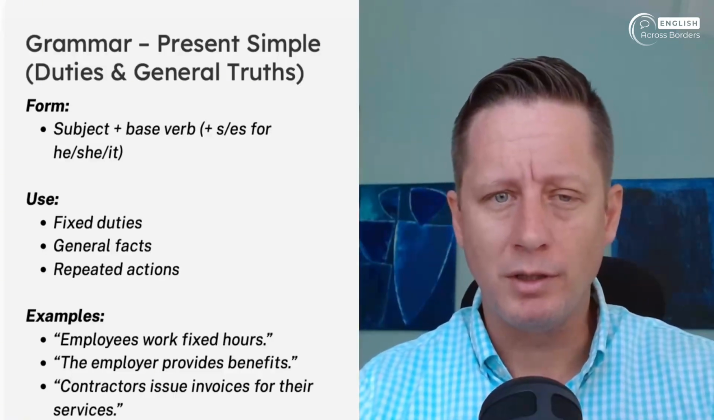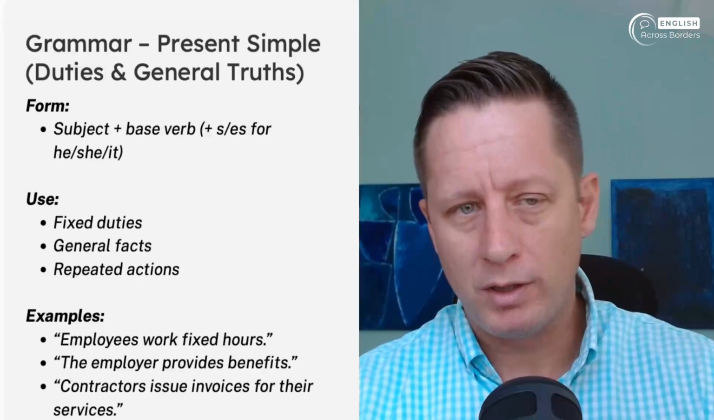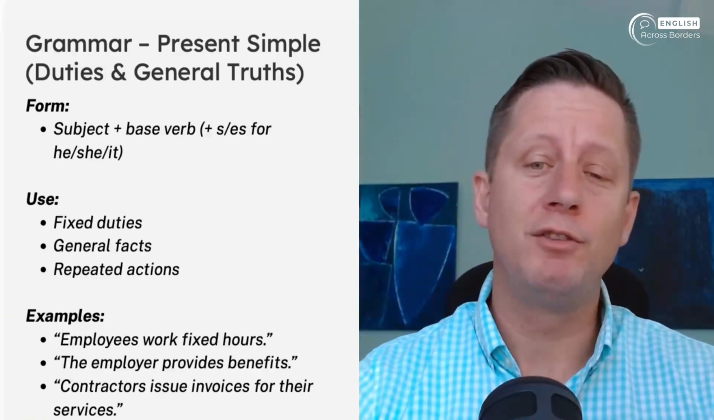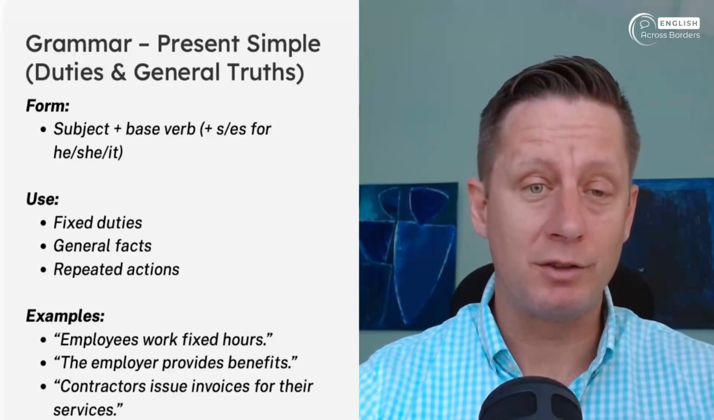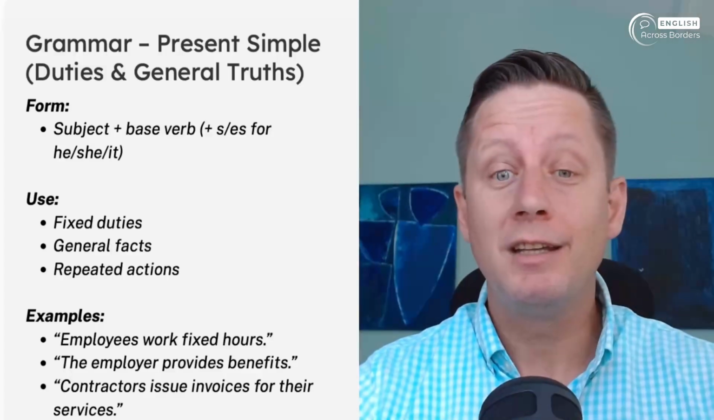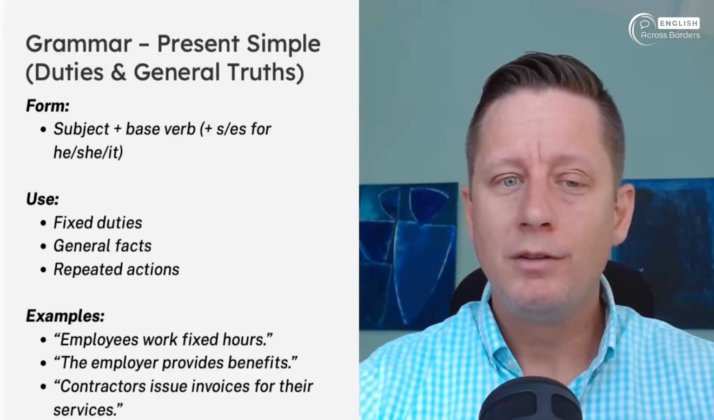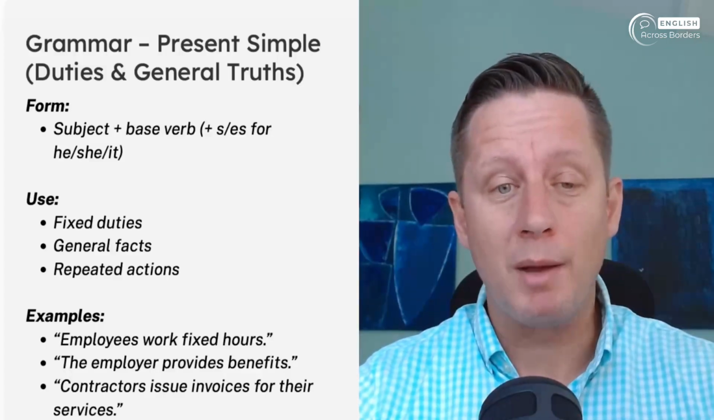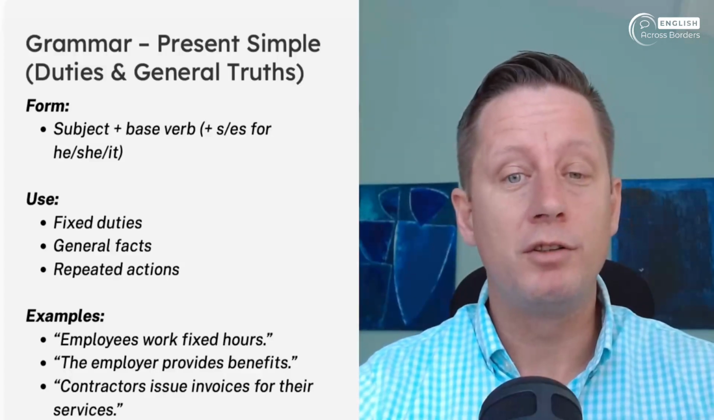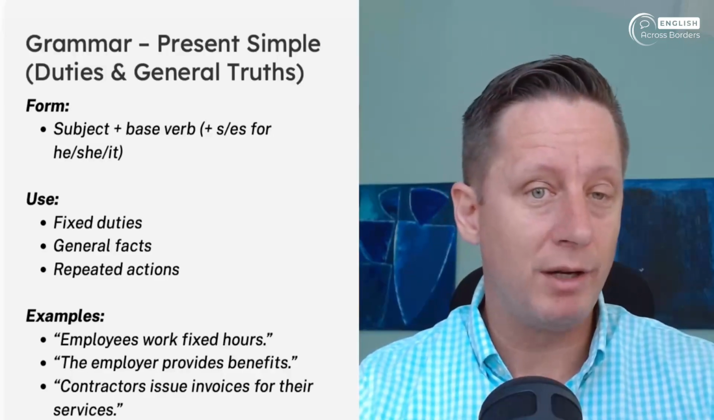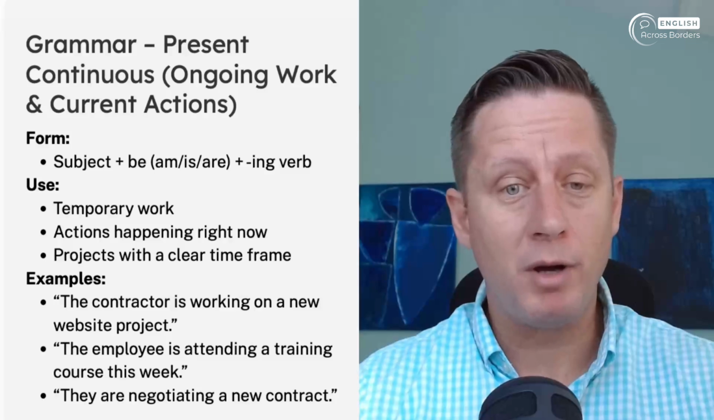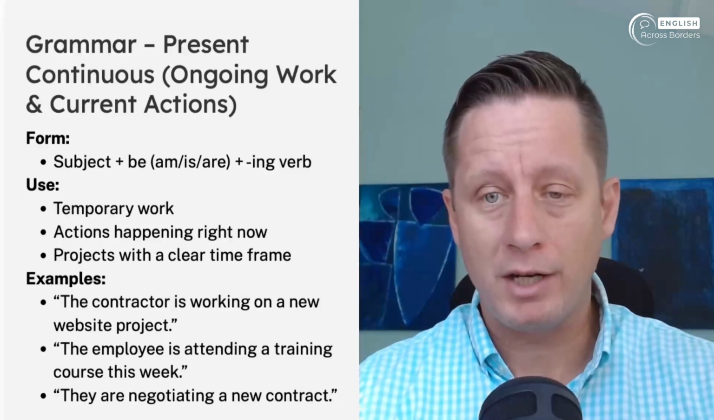Take a look at a story. A lawyer explains to a client an employee works under supervision and receives benefits. A contractor works independently and issues invoices. Notice that all verbs are in the present simple because we are describing fixed roles and ongoing truths, not temporary actions. The present continuous is used to describe ongoing or temporary actions.